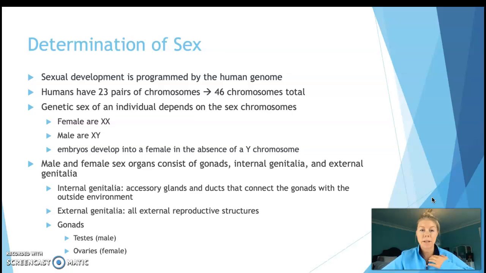Embryos will develop into a female in the absence of a Y chromosome. Both male and female sex organs consist of gonads, internal genitalia, and external genitalia. Internal genitalia are anything that are accessory glands and ducts, which connect the gonads with the outside environment. External genitalia are all external reproductive structures, and the gonads in males are called testes, and in females are called ovaries.